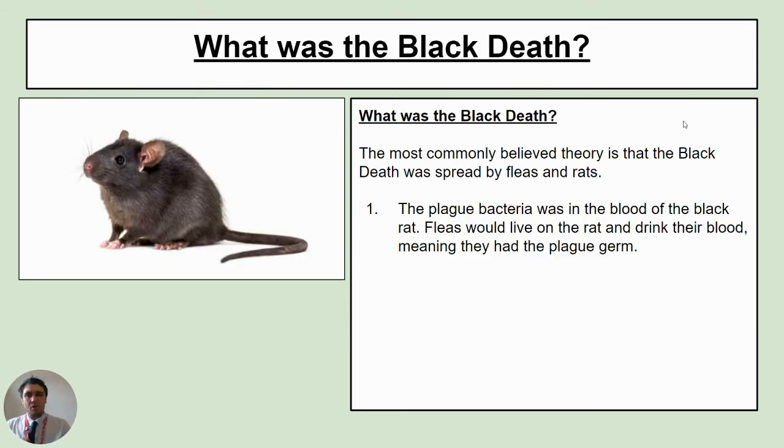So how did this work? Well, the plague bacteria was in the blood of the black rat. All you need is a way to get that germ from the black rat into a human, and that's where the flea comes in. Fleas would live on the rat, and fleas' diet is warm blood. So they would bite into the rat and drink the blood, and thereby take that germ out of the black rat's bloodstream. The fleas had the plague germ.